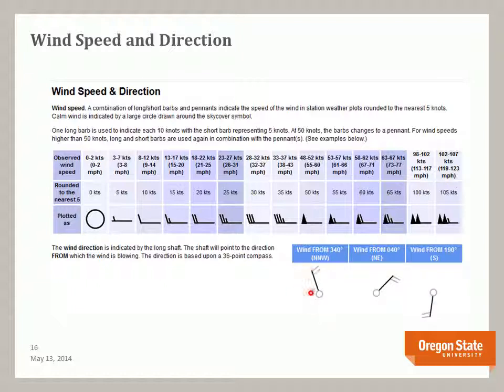As mentioned before, the line that starts from the location circle shows the direction the wind's blowing from. For instance, with this example, the wind is blowing from the north-northwest. From this example, the wind is blowing from the northeast. And from this example, the wind is blowing from the south.